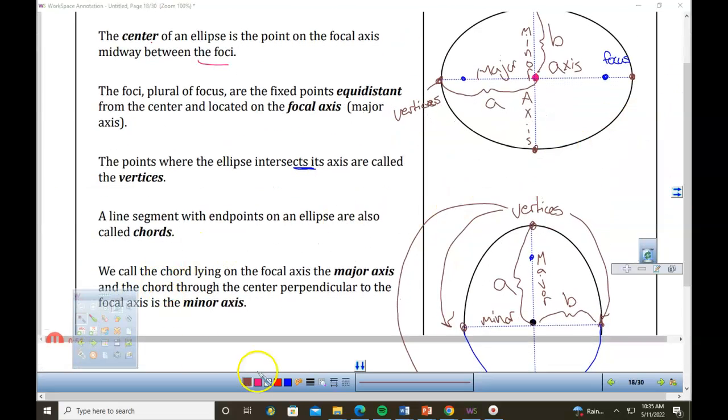Now we've got one more thing to talk about that we're going to label C. This distance to my focus is going to be C. This distance to my focus is going to be C. That's what we've got. We're going to have 2 foci, 4 vertices, a major axis, a minor axis, A, B, and C.